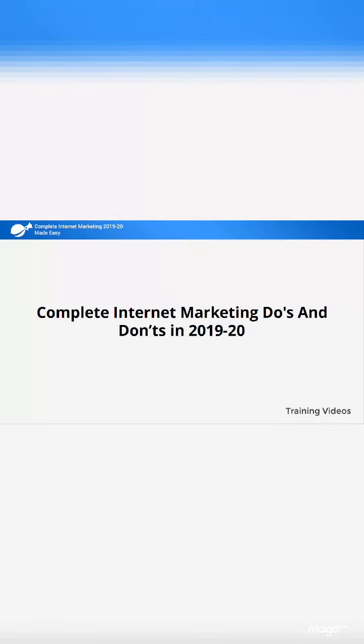Complete internet marketing do's and don'ts in 2019 and 2020. Do's. Define your brand's identity. Developing a brand that people will remember and trust is an important part of your complete internet marketing strategy. Delegate and automate. Managing all aspects of a complete internet marketing campaign by yourself can get overwhelming quick. So we recommend you to delegate and automate time-consuming stuff such as social media management.